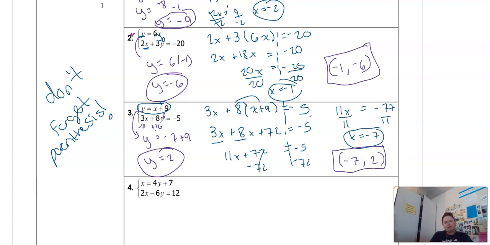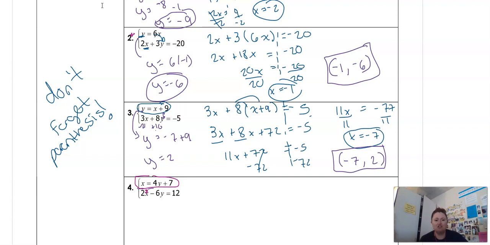All right, maybe you're ready to give 4 a shot. Notice it's solved for x. Don't make the mistake I almost made in the second one. You're going to plug this in. I'm going to circle this in pink because our first step's already done for us. So you're going to plug that in for x.